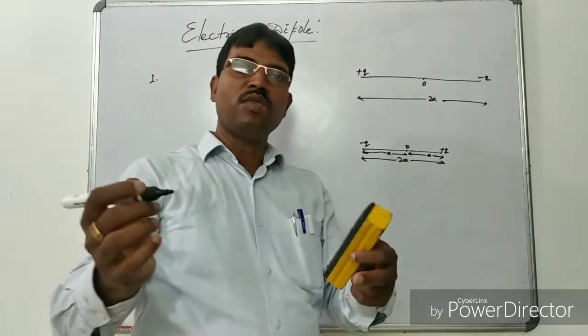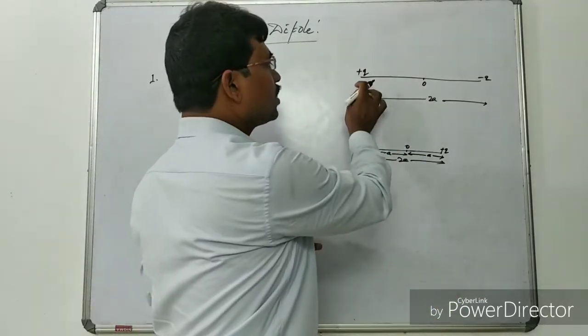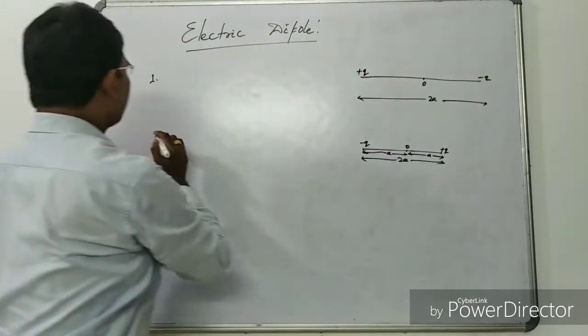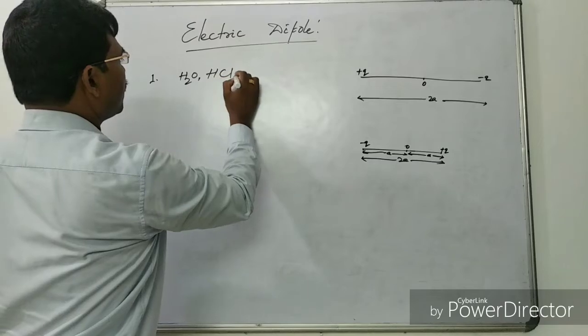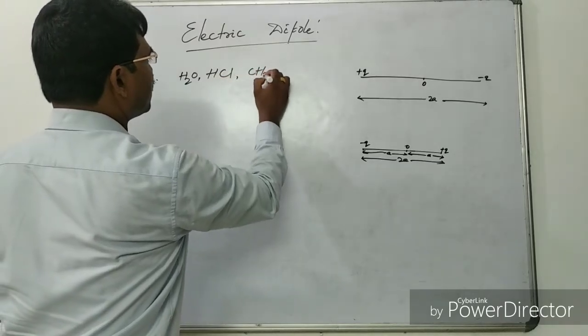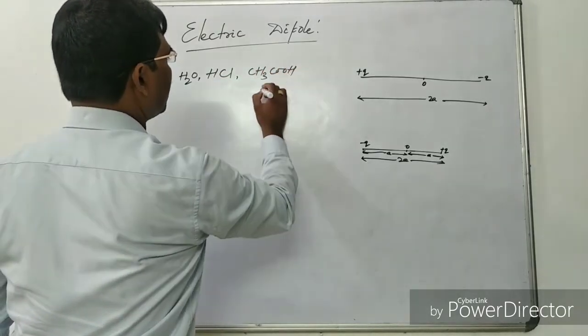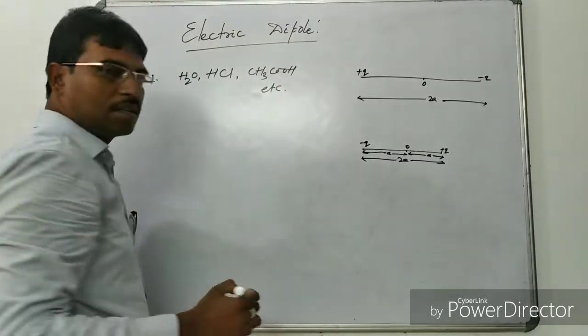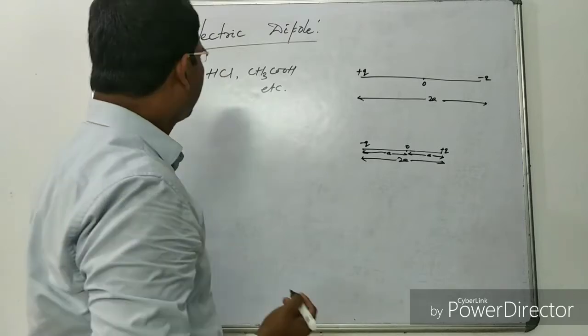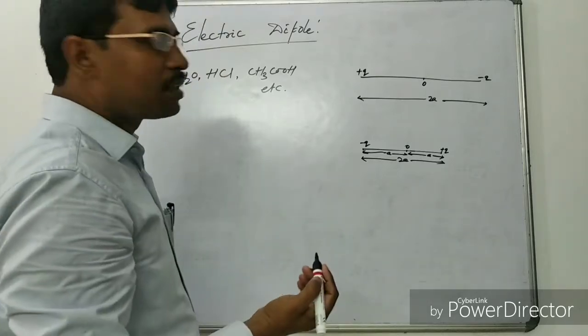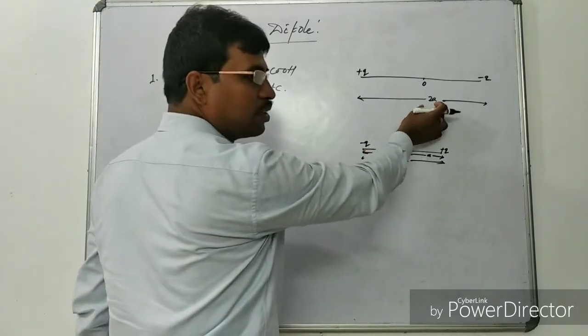Electric dipoles are common in nature. One is positive and one is negative. What are the common ones in nature? Water, HCl, CH3COOH, etc. you can take. So electric dipoles are common in nature. That is why you are taking 2a.